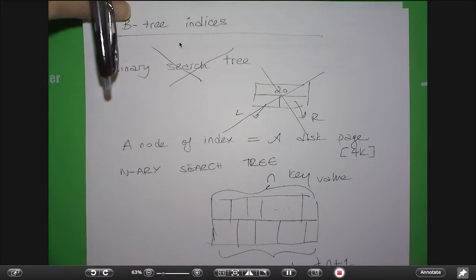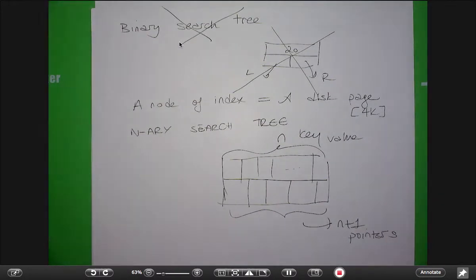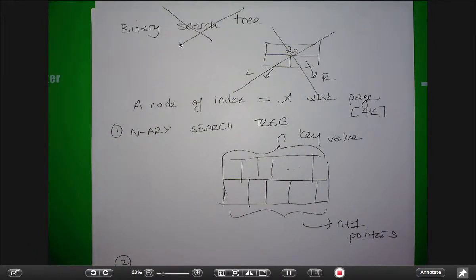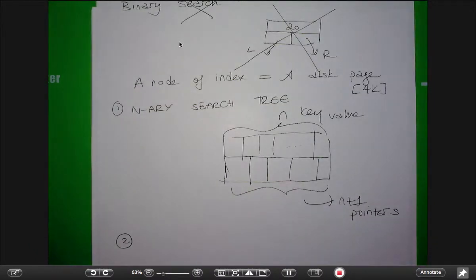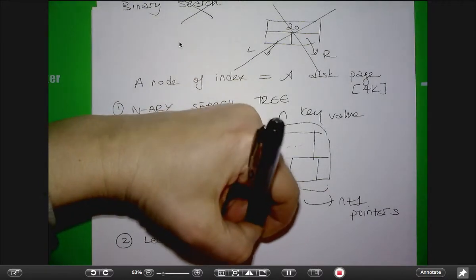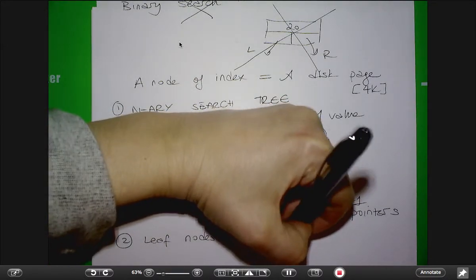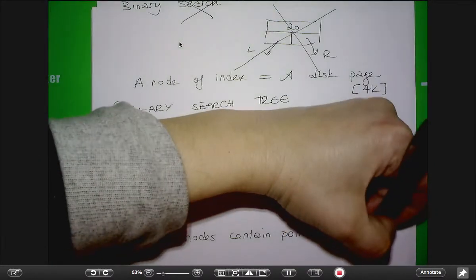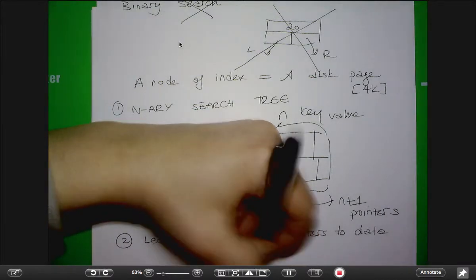Okay, so a B-tree is like a binary search tree, but it has n. The other thing that is different is that often a B-tree is basically a search tree that tells you where tuples are stored. It doesn't actually store tuples, it doesn't store data, it tells you where data is stored. So basically leaf nodes contain pointers to data pages.